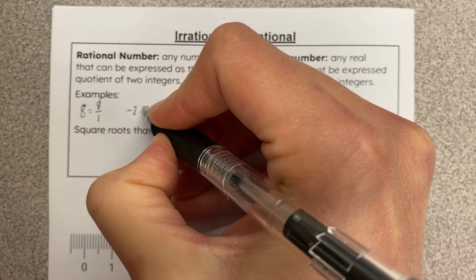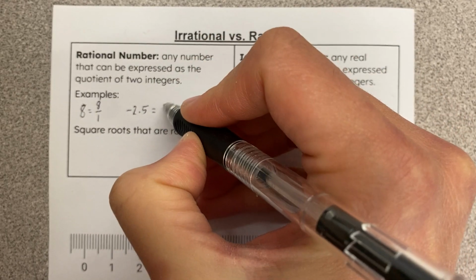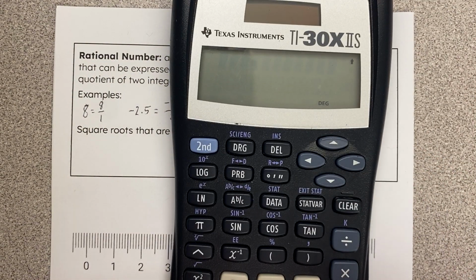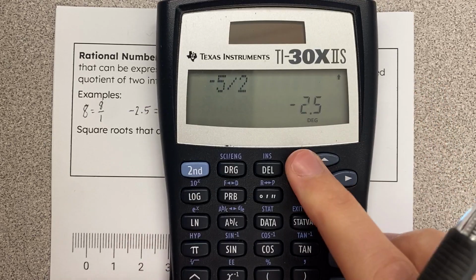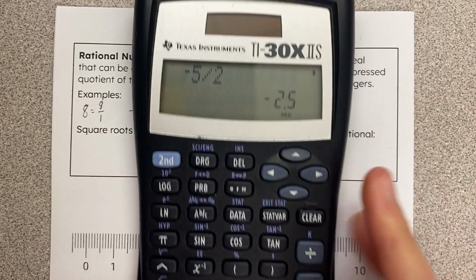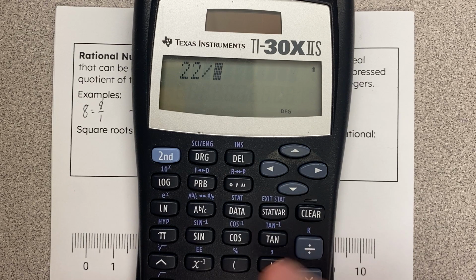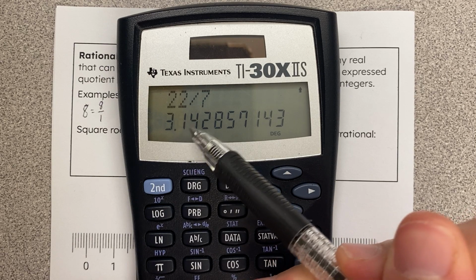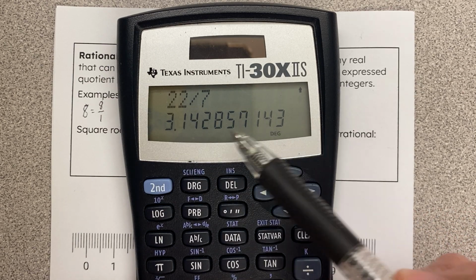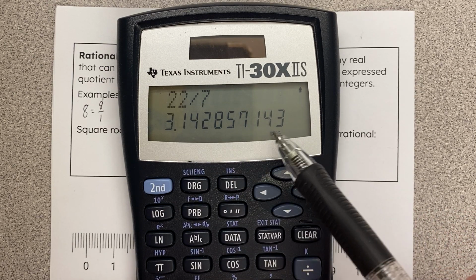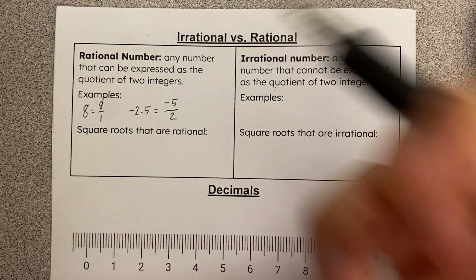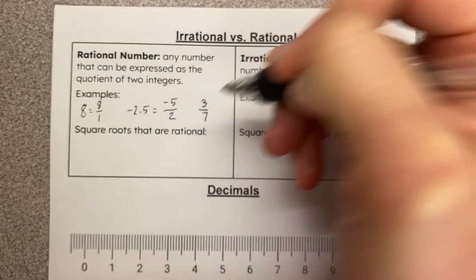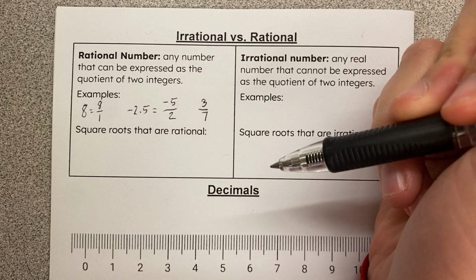Negative 2.5 is rational, right? Because look, this can be expressed as negative 5 divided by 2. Negative 5 divided by 2 is negative 2.5. This, for example, is also a rational number: 22 divided by 7 is sometimes used to approximate pi because it starts off the same, 3.14. Now here's the thing, this decimal does end at some point. So even this is a rational number. Any fraction like this is rational.